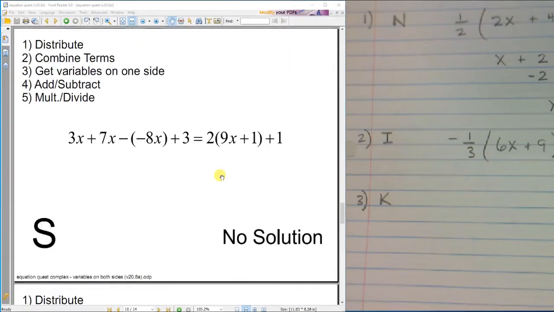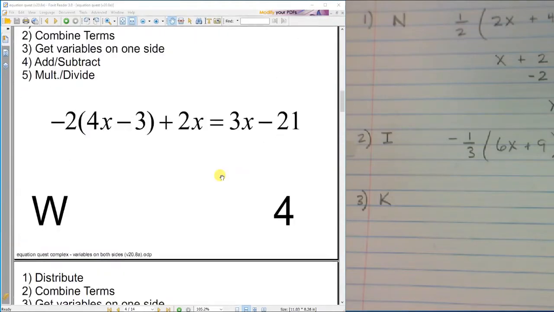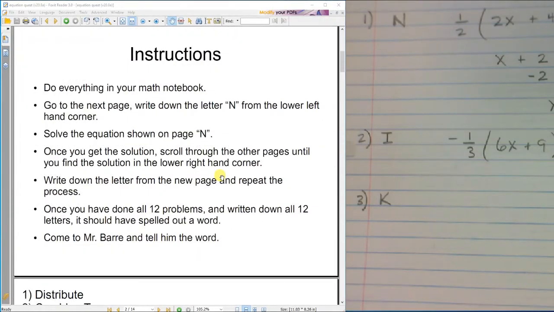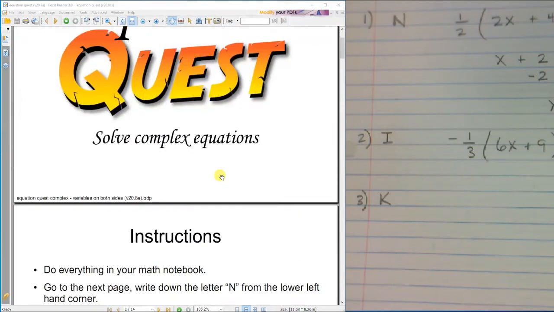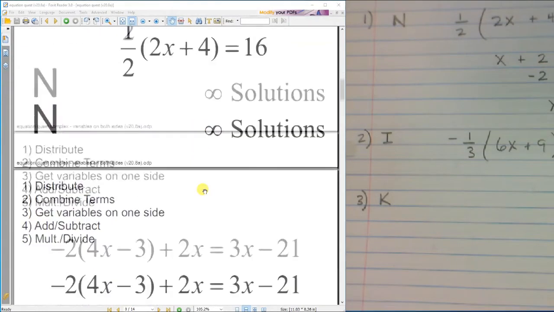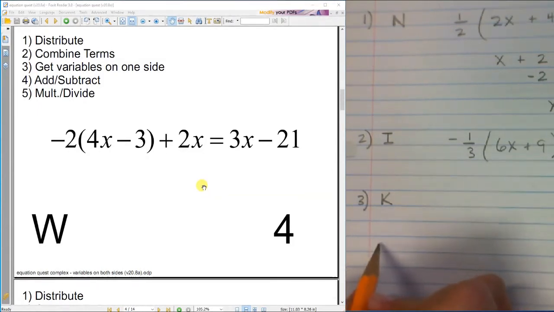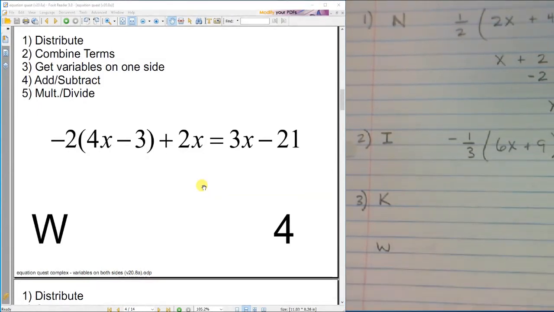And there is no 17, so I must have done something wrong. So I do it again, and I find out it's really no solutions. So I come to no solutions, and I write down, oh well, that was the N. So it sent me back to a letter I'd already been at, so I must be wrong again. So I do it again, and now I get a 4. So I write down the W, and I keep going.